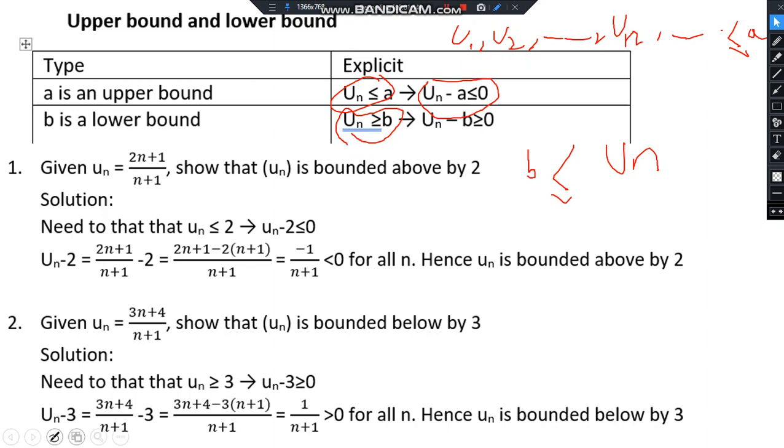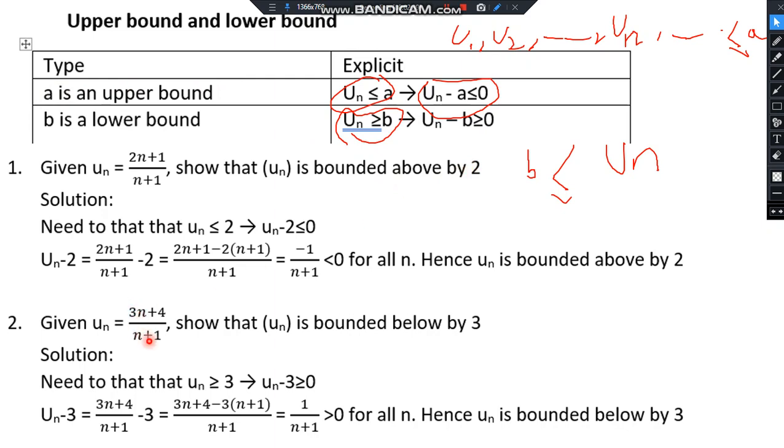So now the first one we want, let us take an example: show that this sequence has 2 as an upper bound, bounded above. So we do un minus 2. So un is (2n+1)/(n+1) minus 2. We do the same denominator: 2n+1 minus 2(n+1). 2n and -2n cancel out. 1 minus 2 is negative. Since it is negative, 2 is an upper bound. So the sequence is bounded above by 2.